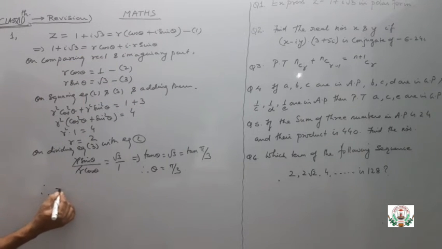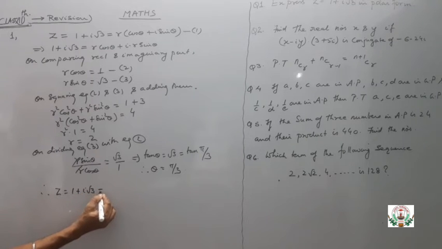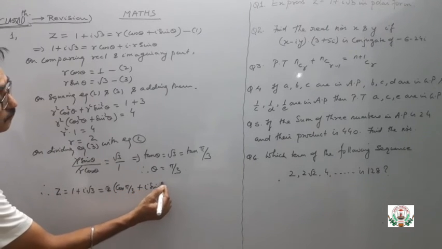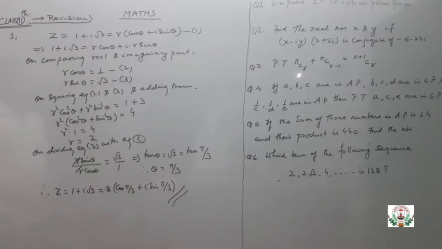So therefore z equals 1 plus i root 3 equals 2 (cos pi by 3 plus i sin pi by 3). So this is the polar form of the complex number z equals 1 plus i root 3.